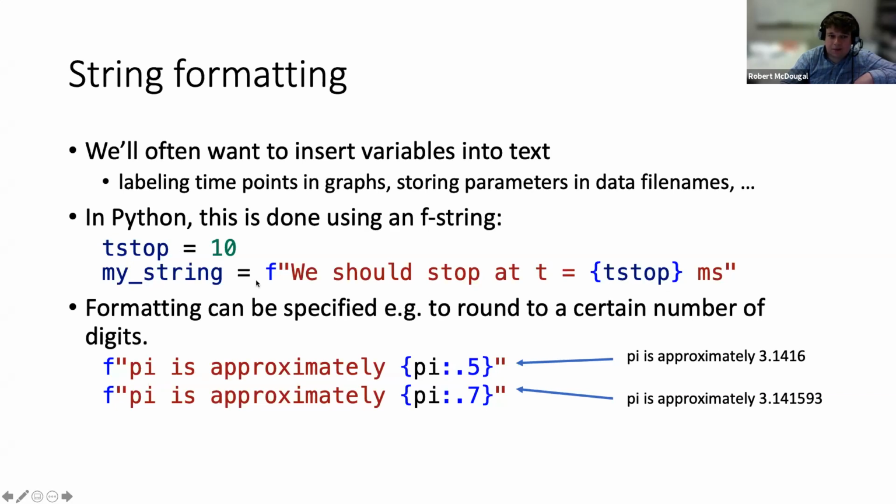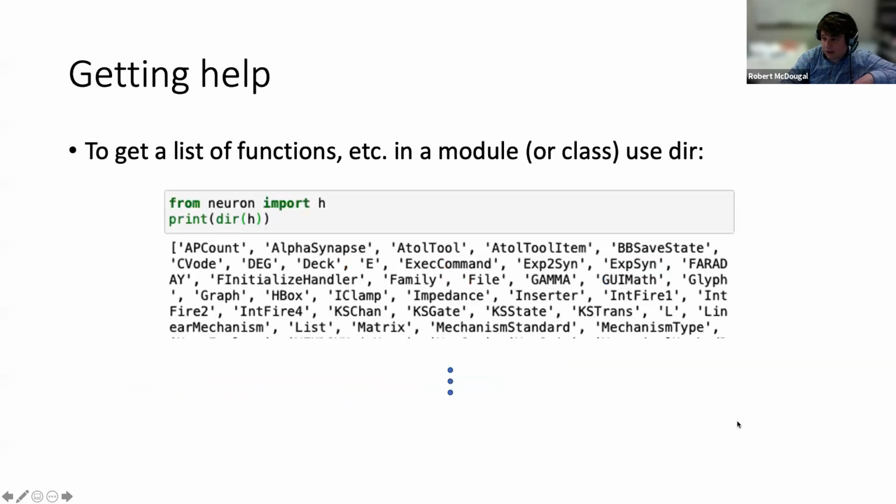So my string doesn't have any curly brackets printed, it's just the string, we should stop at t equals 10 milliseconds. And there are all kinds of crazy things that you can do with this, and you can look this up. If you want to round stuff, you can round it, and here's a syntax for rounding. You can do all kinds of things.